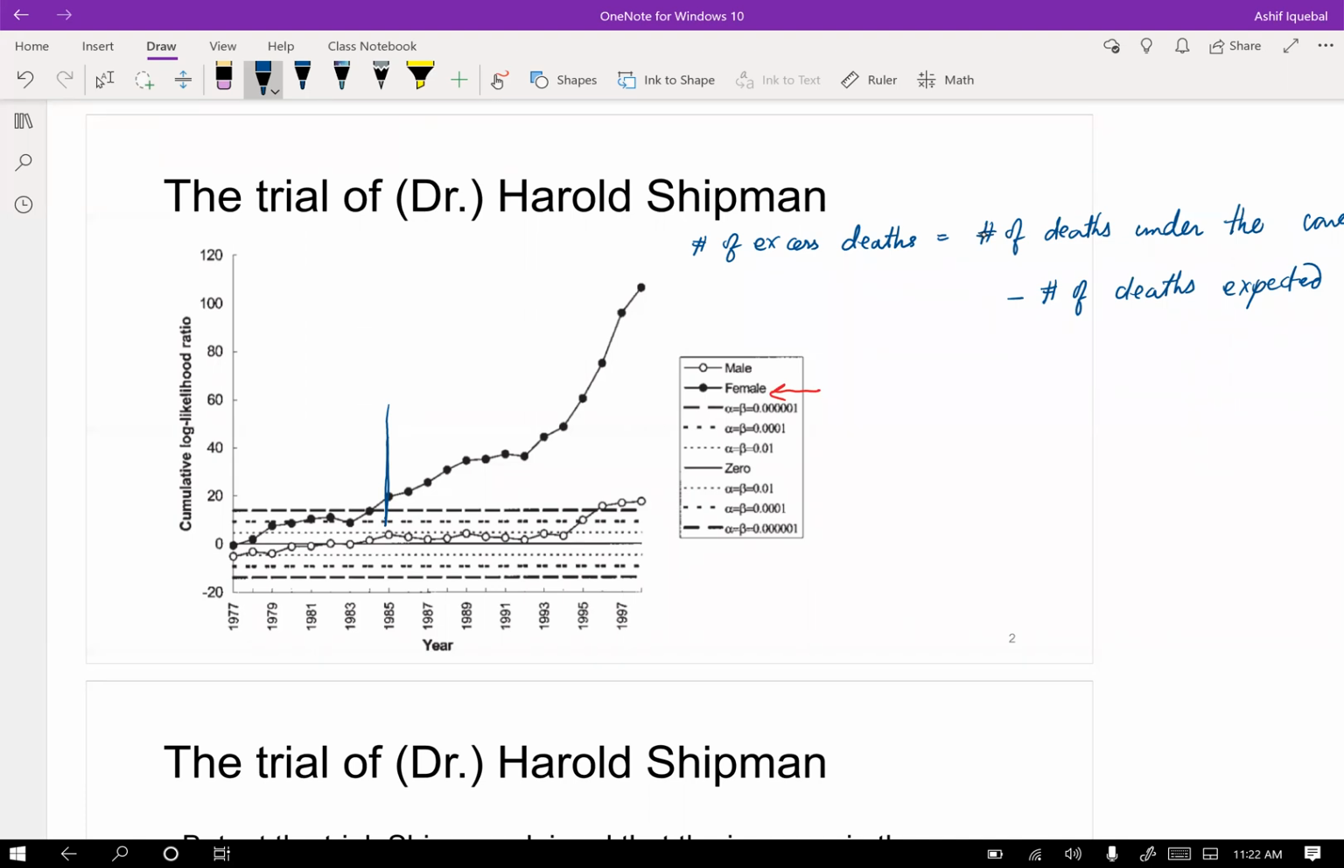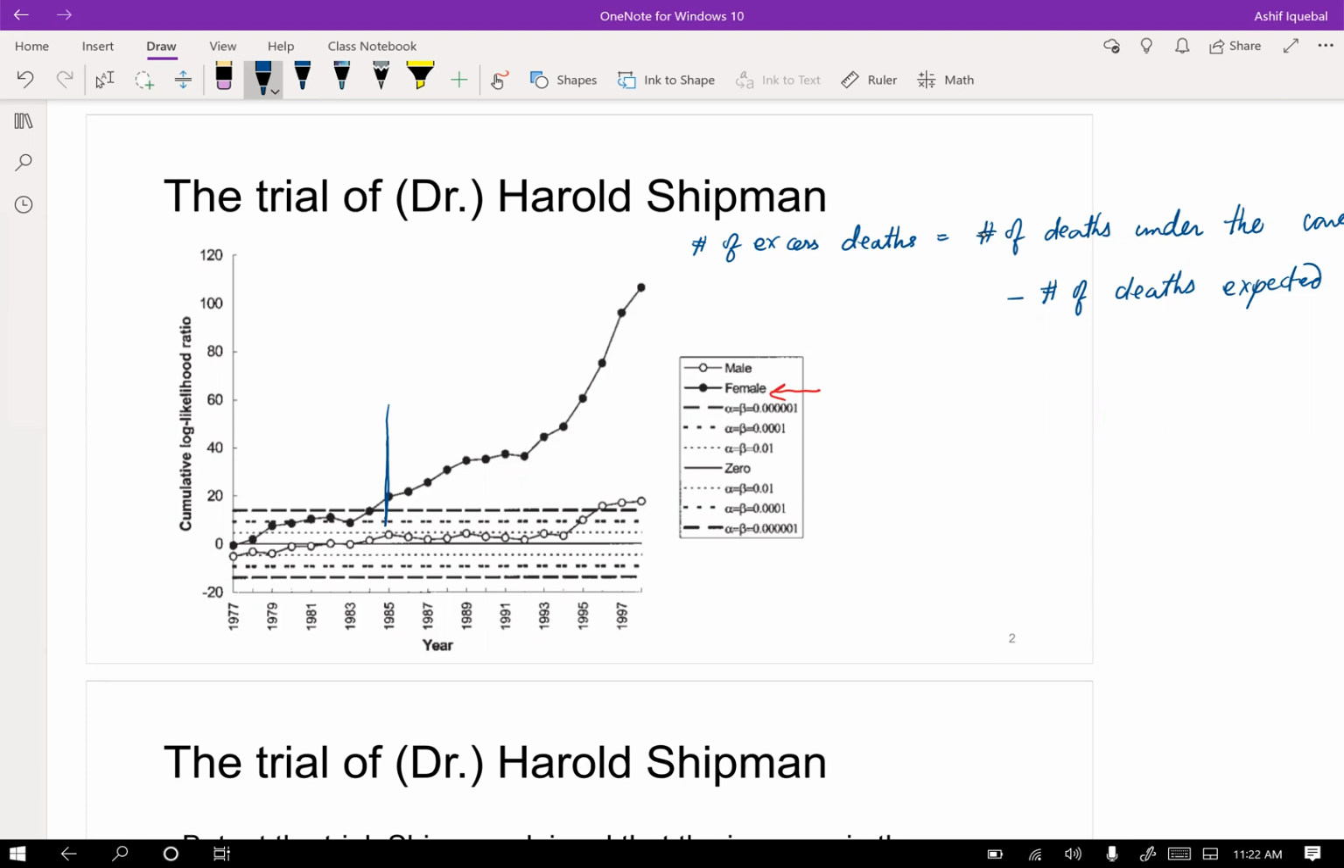Now, this kind of control chart became extremely famous around the 2000s, where they started to use this kind of control chart monitoring technique to find out if a doctor or a surgeon is suitable to continue practicing, right? If they find any anomaly, they would ask the doctors or the surgeons to take training again, to go back and retrain. But definitely, this tells something is wrong with the number of patients that are dying under the primary care of Harold Shipman.